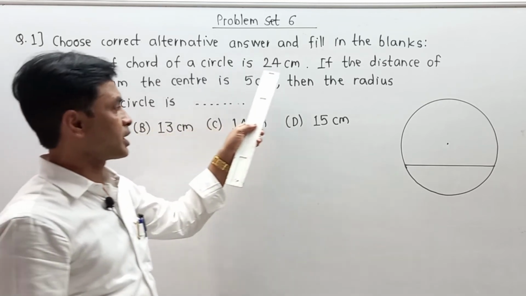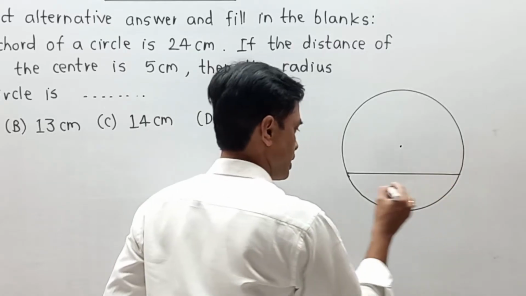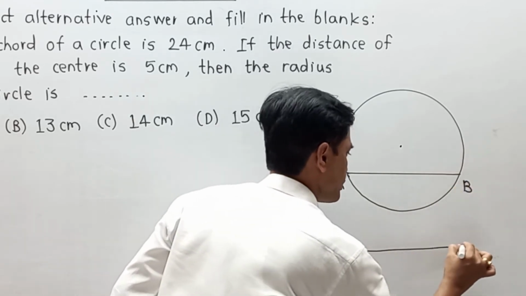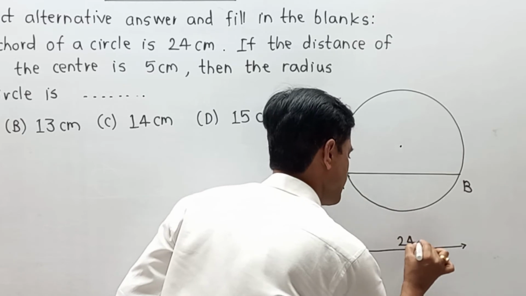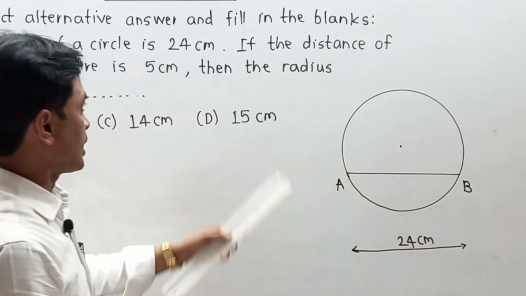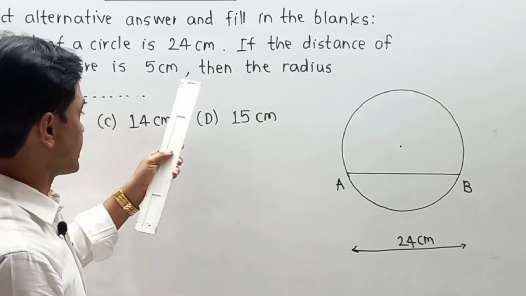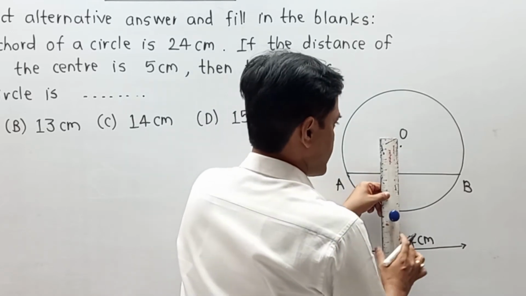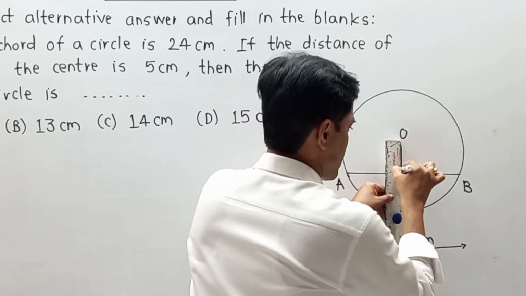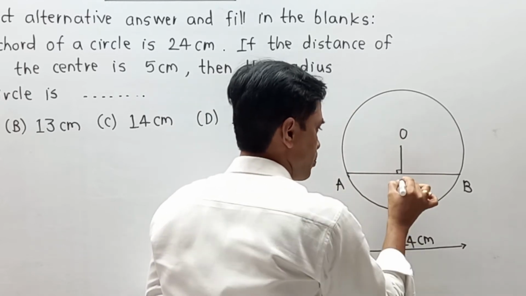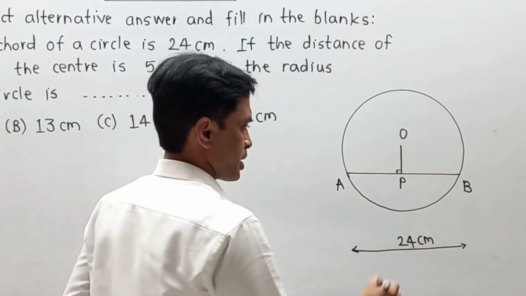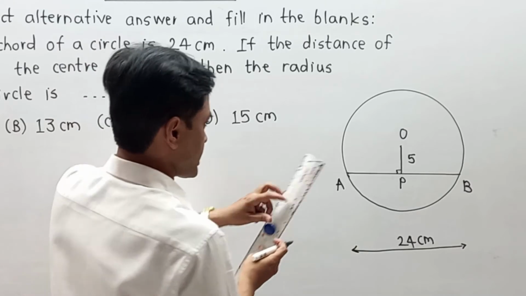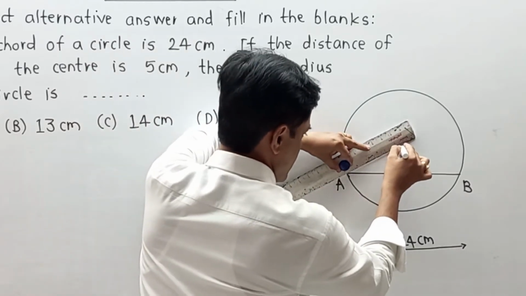Here, the length of a chord of a circle is 24 centimeter. Let us call this chord AB, and as per the condition, the length of chord AB is 24 centimeter. If the distance of the chord from the center is 5 centimeter, let us call O the center of the circle, and the perpendicular distance OP is 5 centimeter. Then we have to calculate the radius OA.